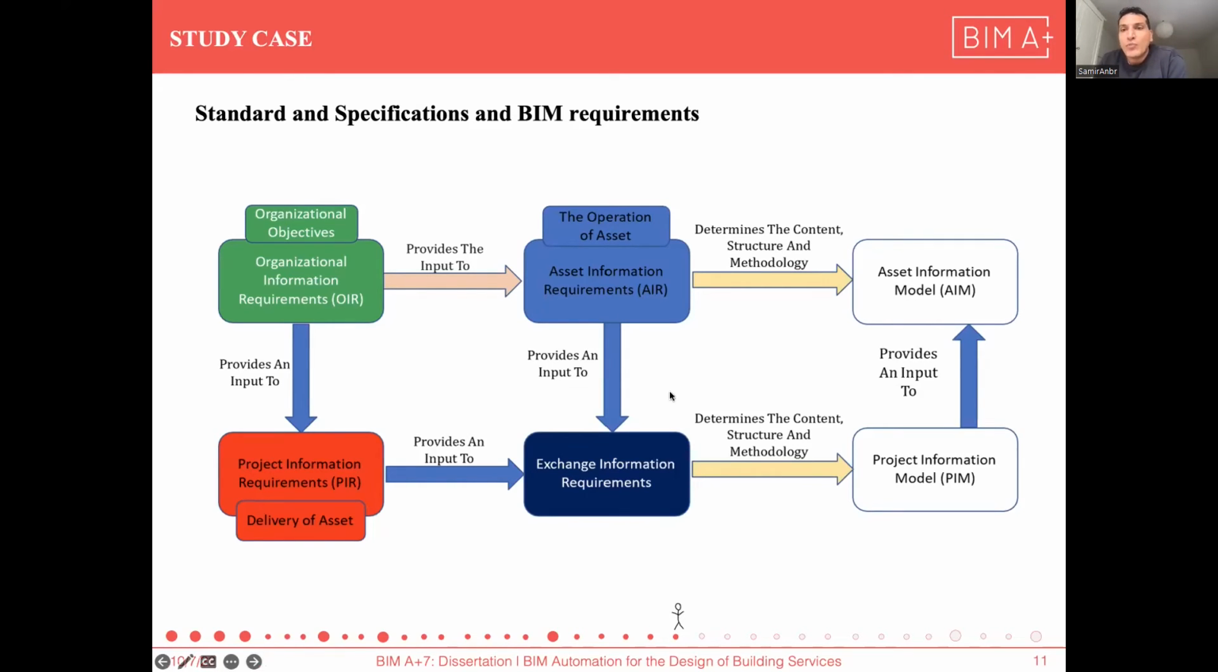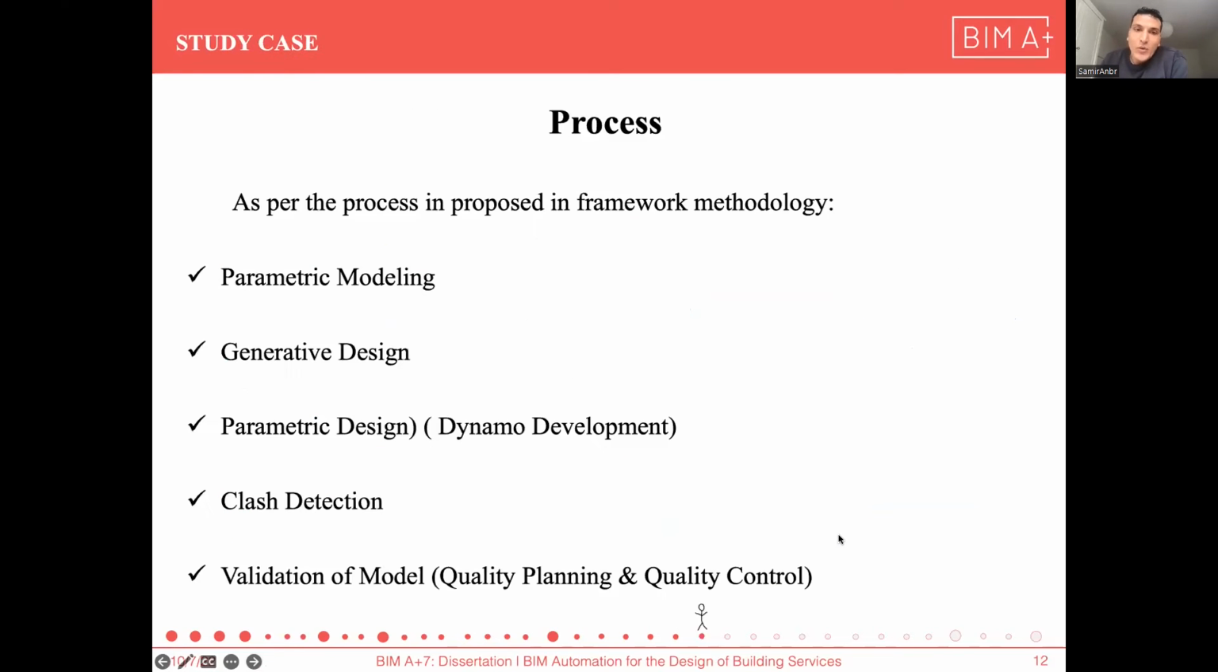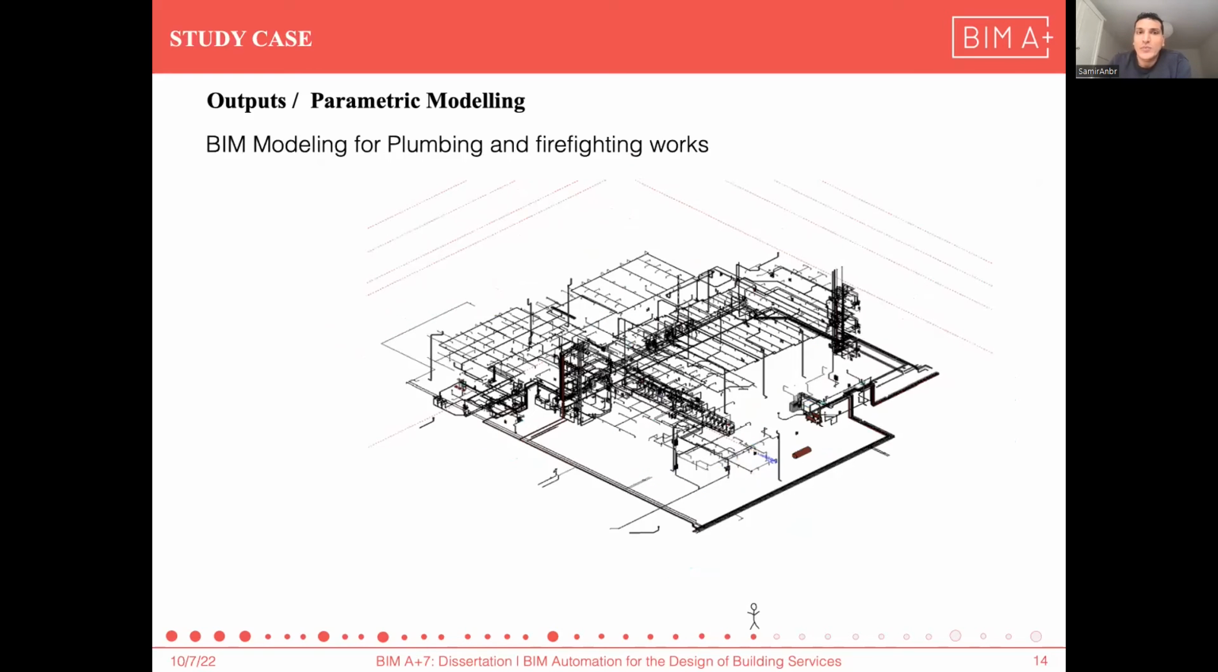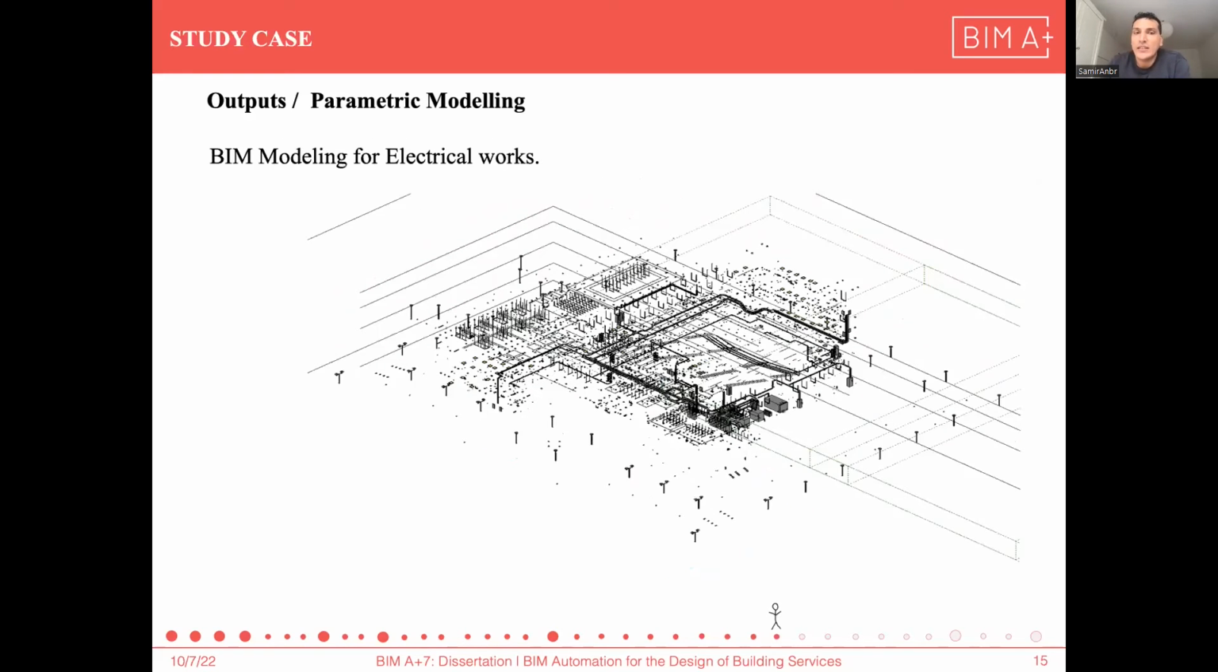After we finish this whole process and know what level of detail we're working on, we start with the parametric model, generative design, parametric design, and clash detection and validation. The first thing I worked on in this parametric design model is the duct system for this project. After that, the plumbing system, firefighting, and electrical work.